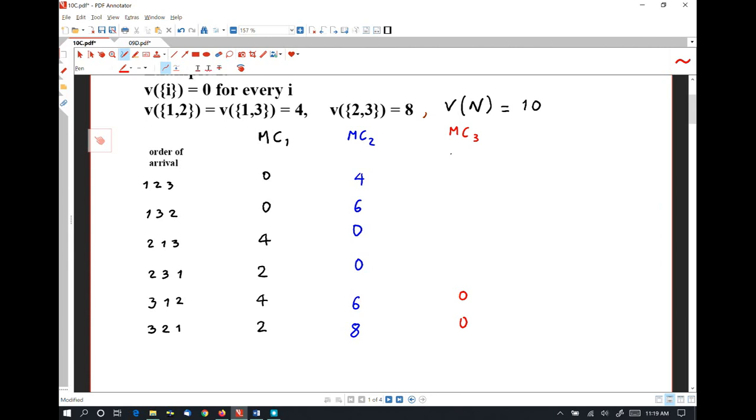When player 3 arrives last after 1 and 2, there is a jump from 4 to 10, and the same is true down here, where 2 and 1 were there before 3 arrived. Then in the second one, 1, 3, 2, player 3 arrives after player 1, so we go from 0 to 4, so her marginal contribution is 4. And then 2, 3, 1: player 3 arrives after player 2, we go from 0 to 8, and the marginal contribution is 8.